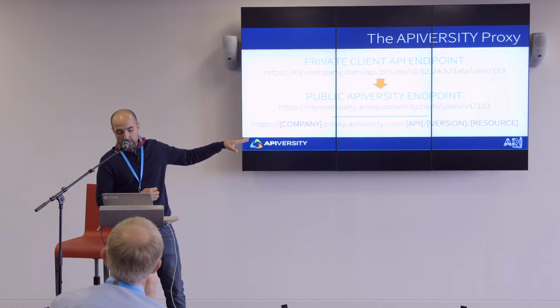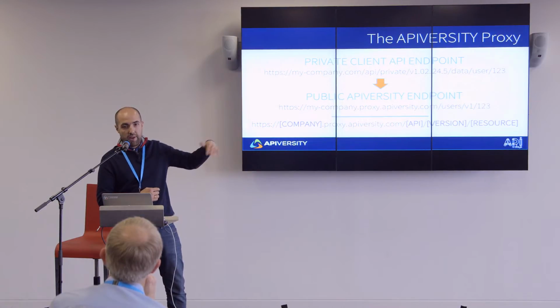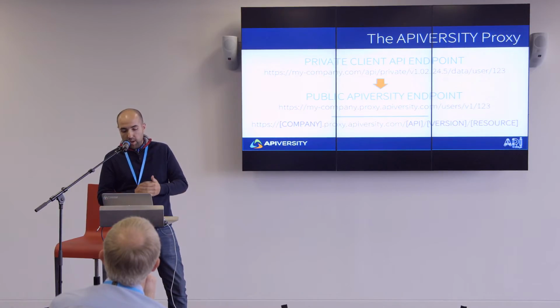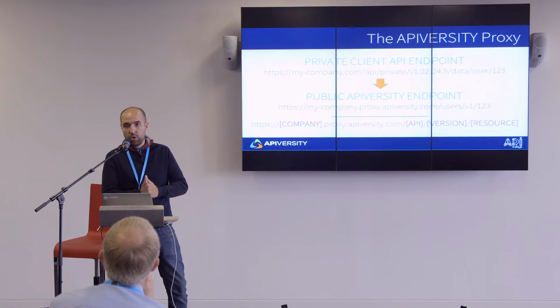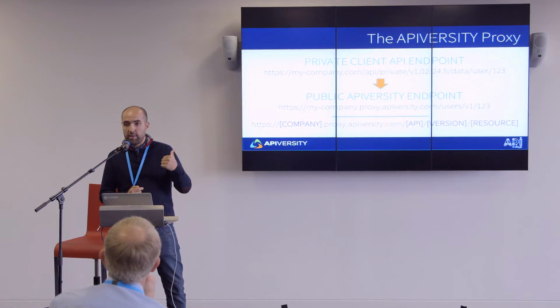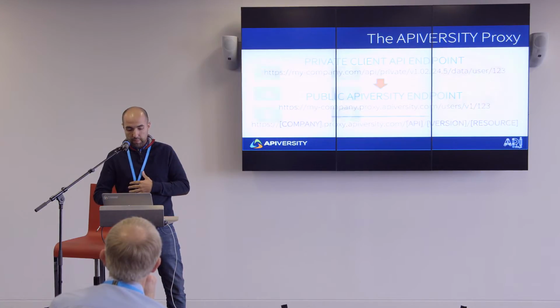The company goes at the start. If you have a domain, obviously you can just erase everything on the left side of the first dash. And then we have the API name, the version of the API, and the resource that you are hitting. If you see the example, it's simple. We just have users, version 1, resource 123, which is in the end the user ID. So we just transform the private API to the public one.